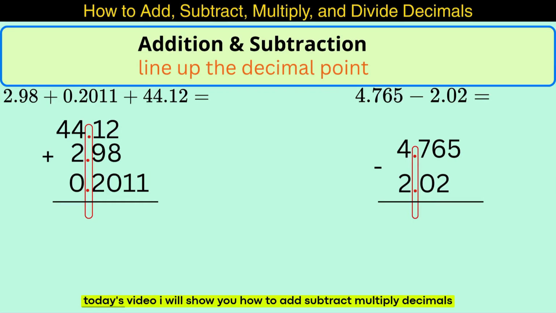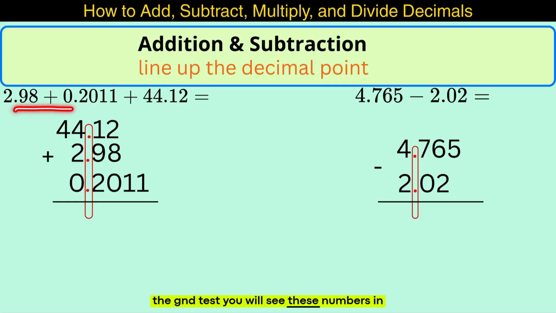Hi everyone, in today's video I will show you how to add, subtract, and multiply decimals. Division on the next video. On the GED test, you will see these numbers in word problems.